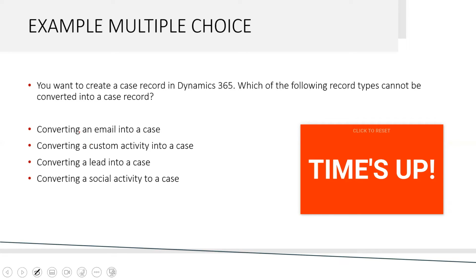The next question we have in line is, if you want to create a case record in Dynamics 365, which of the following record types cannot be converted into a case record? Is converting an email into a case not possible, converting a custom activity into a case not possible, converting a lead into a case not possible, or converting a social activity into a case not possible? So let's get your answers on the chat box and let me start the timer now.